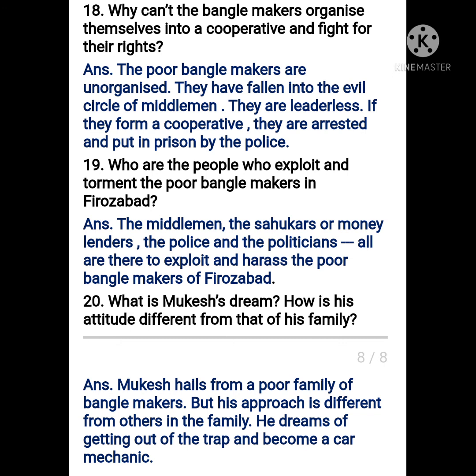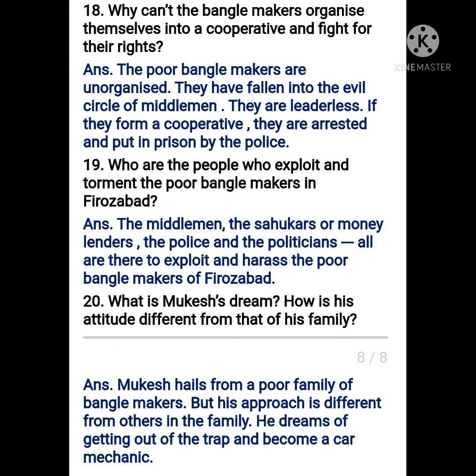Question number 19. Who are the people who exploit and torment the poor bangle makers in Firozabad? Answer. The middlemen, the sahukars or money lenders, the police and the politicians, all are there to exploit and harass the poor bangle makers of Firozabad.